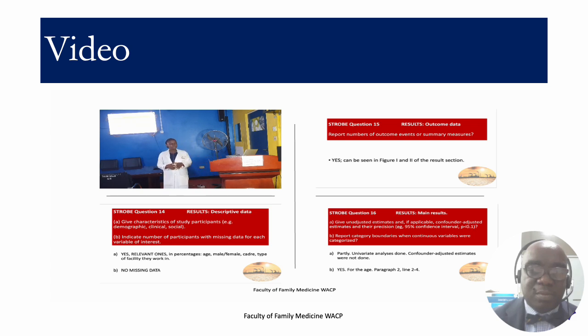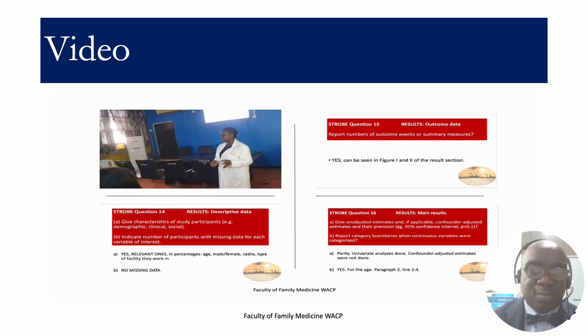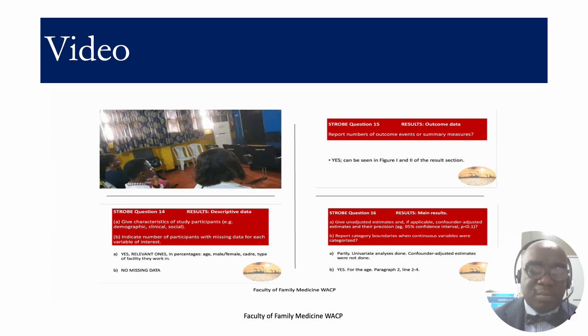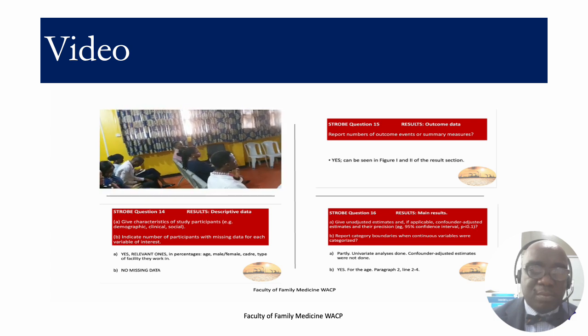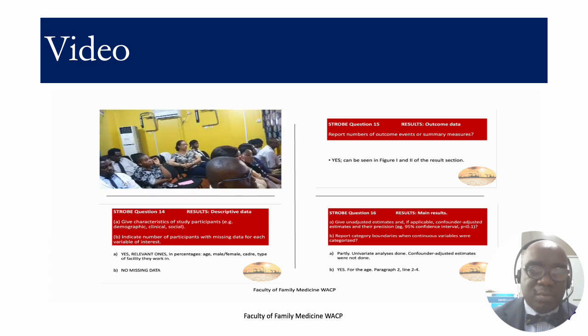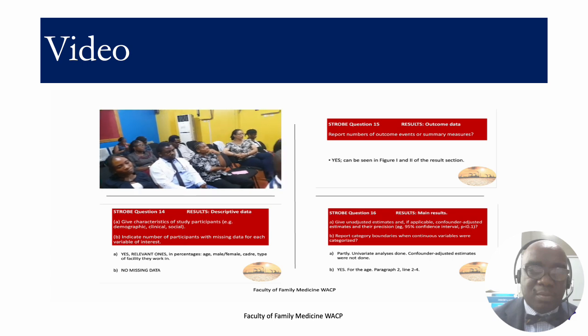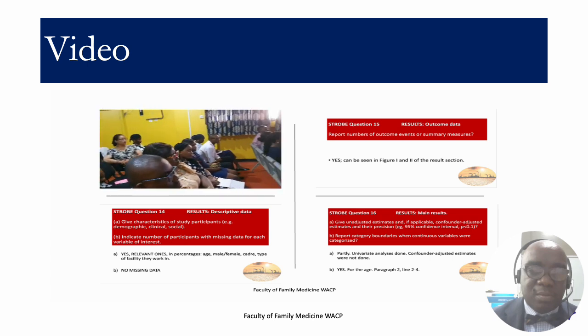Did they report numbers of outcome events or summary measures? Yes, they did. The outcome variable in this study was the cooling practices of the health workers at home and at work. Those were the primary outcome, and the other variables were the independent variables. If you check our article, they showed that explicitly in figures 1 and 2 of the results section.